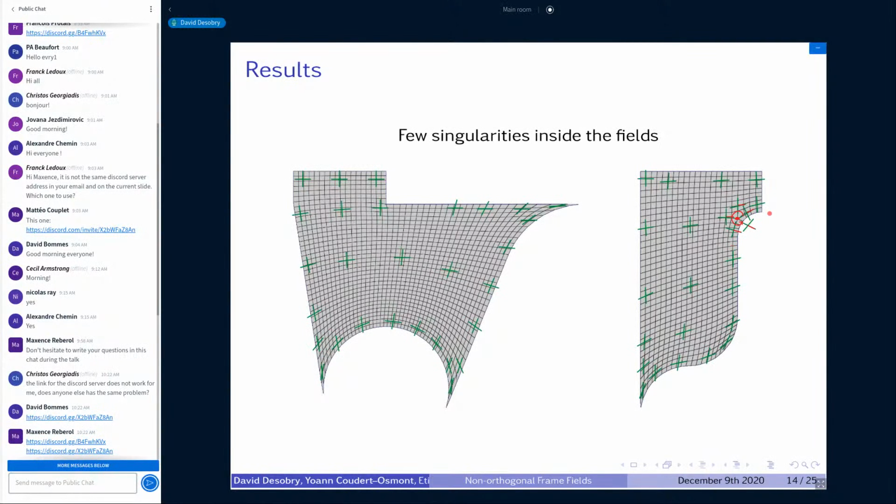And for example, in the domain here, the solver places a singularity in the top right. And in the bottom right, it prefers a high non-orthogonality to satisfy all local border alignment without placing a singularity.